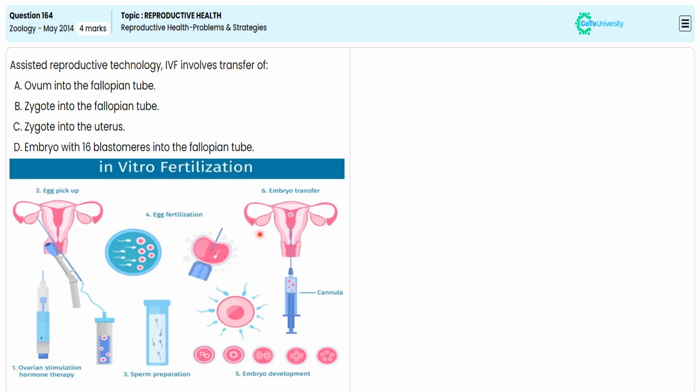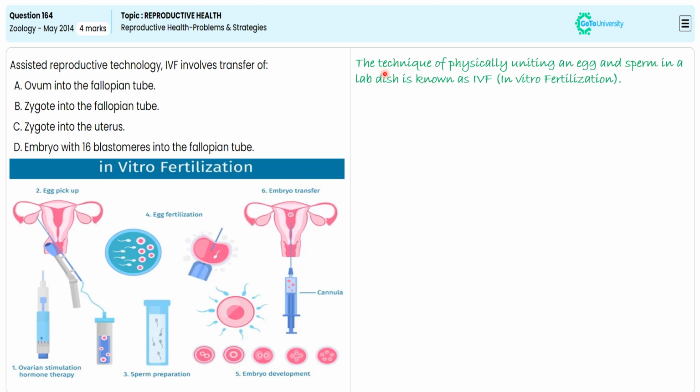What are the points we told with this pictorial representation? Here is a recap to take as NEET notes for future reference. The technique of physically uniting an egg and sperm in a lab dish is known as in vitro fertilization. The procedure entails monitoring and promoting a woman's ovulatory cycle, extracting ovum or ova from her ovaries, and allowing sperm to fertilize the egg in a fluid medium in a lab.